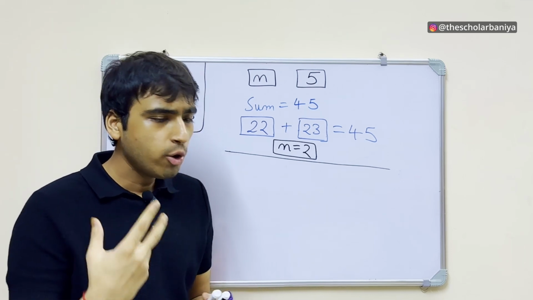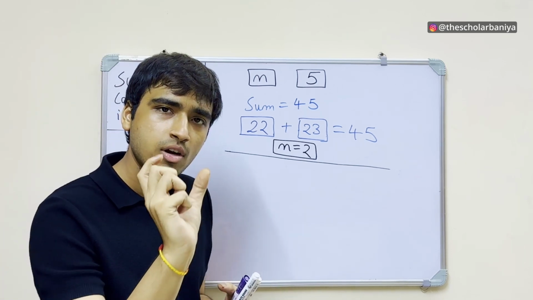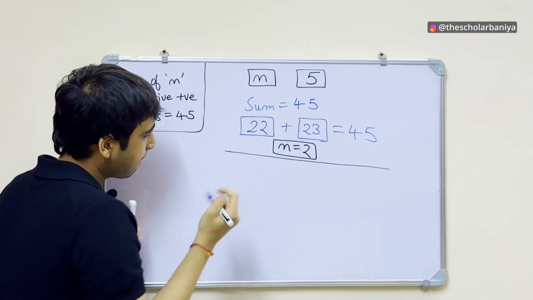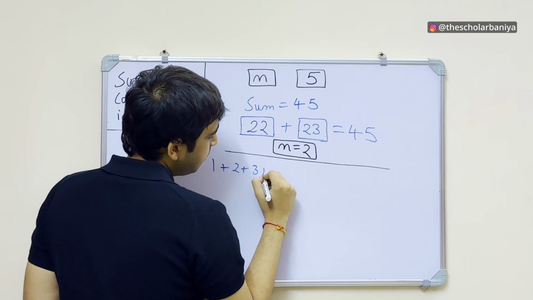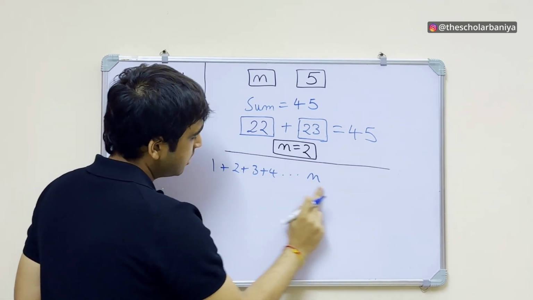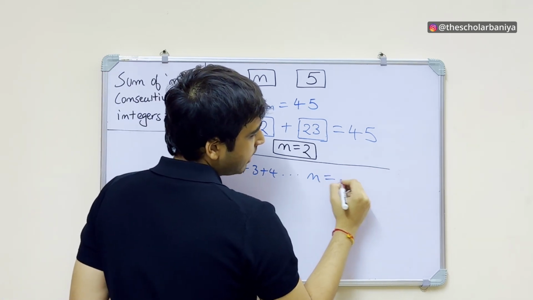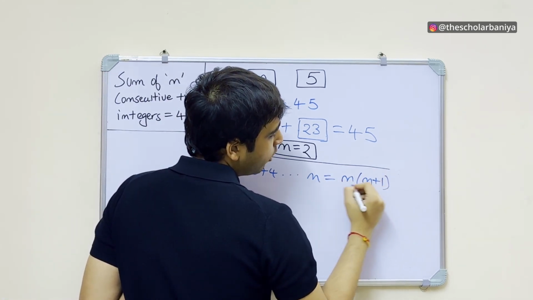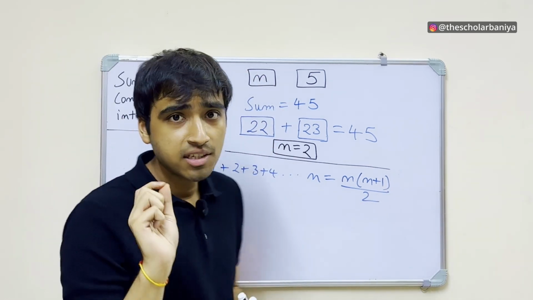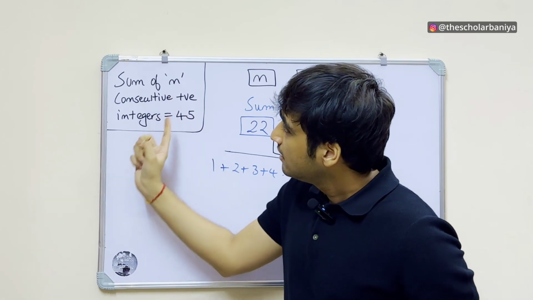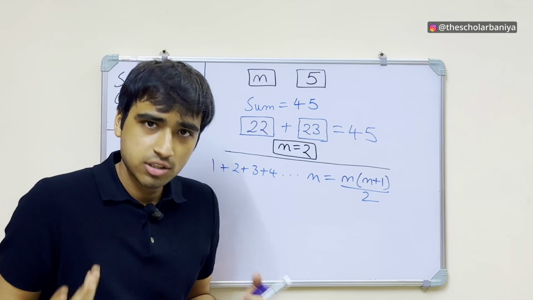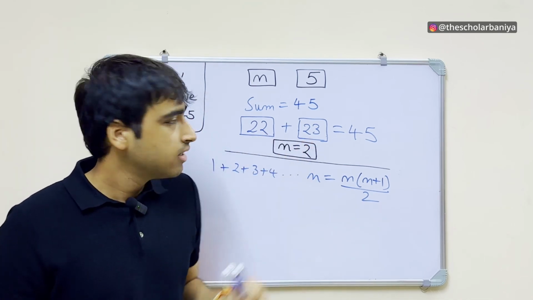We also know the sum of n consecutive integers starting from 1. For example, 1 plus 2 plus 3 plus 4 up to n. The sum is n into n plus 1 upon 2. I hope this should be very clear, right? See, there is a difference between this and this. This is saying sum of n consecutive integers, so it can start from 1 or it may not start from 1. For example, 22, 23 is not starting from 1.